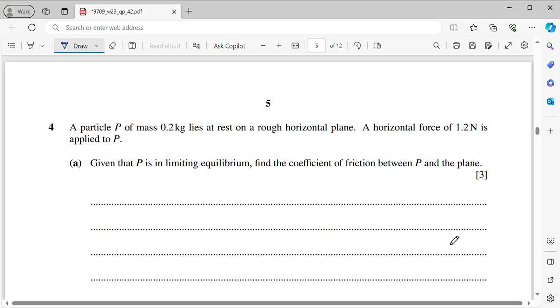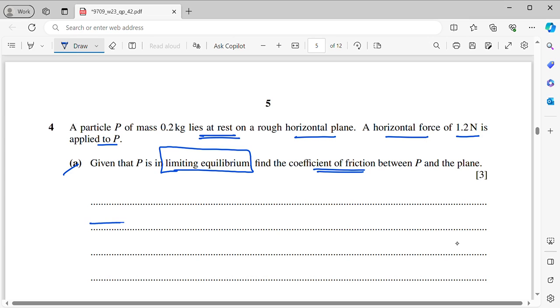Okay, now next question, number 4. A particle P of mass 0.2 kilogram lies at rest. At rest means u equals 0, on a rough horizontal plane. A horizontal force of 1.2 newtons is applied to P, given P is in limiting equilibrium. Find the coefficient of friction between P and the plane.